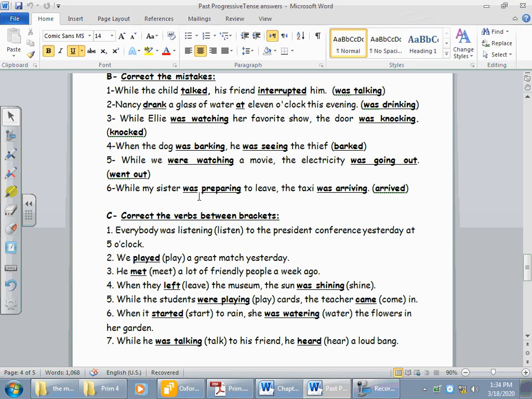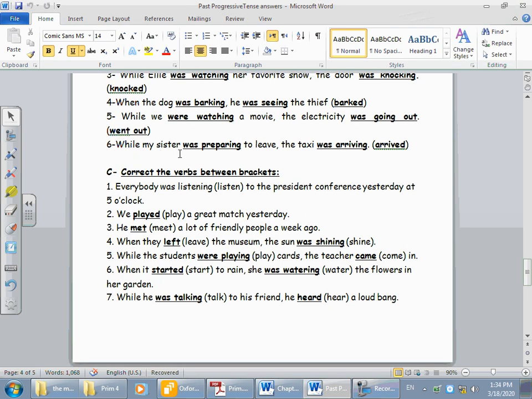Number 6, while my sister was preparing to leave, the taxi was arriving. Here we have the mistake, "was arriving," because it should be "arrived." Second verb with while.